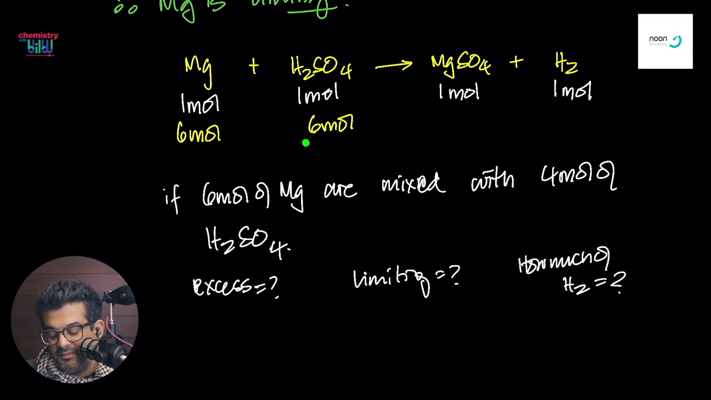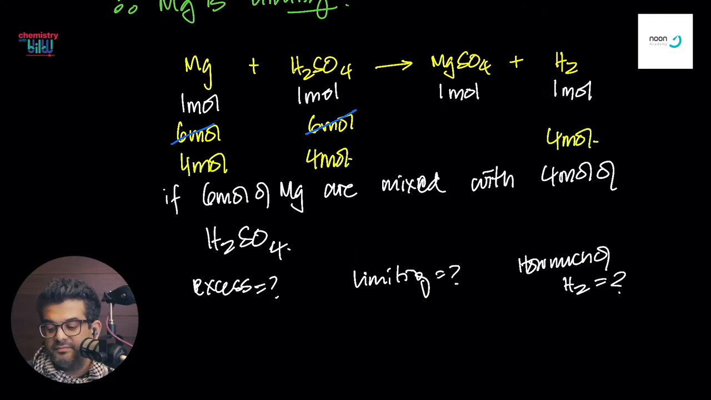But what's my problem? I don't have 6 moles. How many moles do I have? I have 4 moles of H2SO4, which means that this is wrong. Which means that my limiting is H2SO4, or 4 moles of it. So 4 Mg, therefore 4 moles of H2. That's exactly what I did in the other question. Let me show that to you.